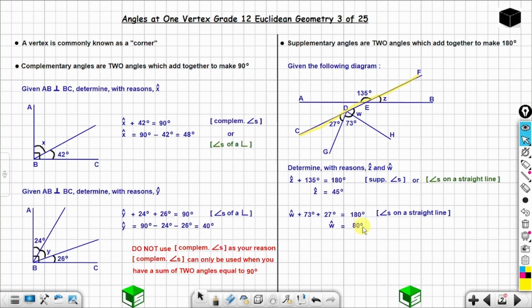Okay, 80 degrees. Remember, do not use supplementary angles as your reason. Supplementary angles can only be used when you have a sum of two angles equal to 180 degrees. Only when you have two angles, as in this case.